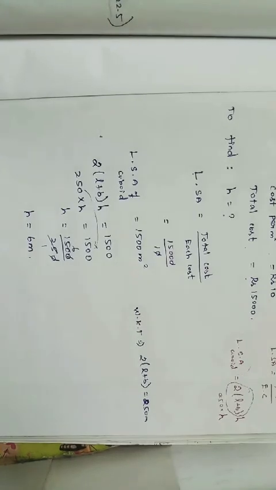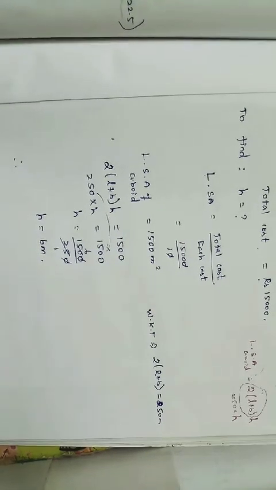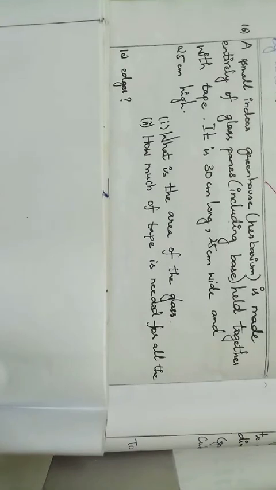What is H? Height of the room. Therefore, the height of the room is equal to 6 meter. And today's homework is in exercise 13.1 NCERT sums only, sum number 6 and sum number 8, right? I'll just read and explain how we are going to find it.